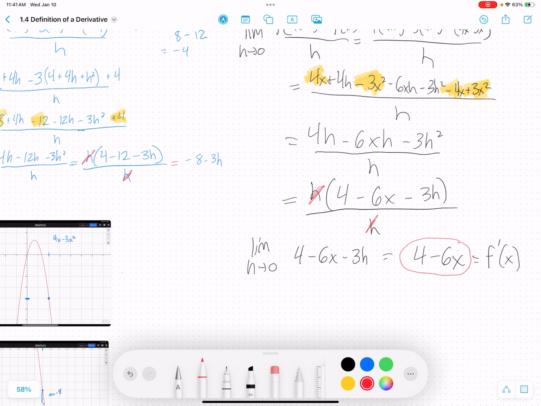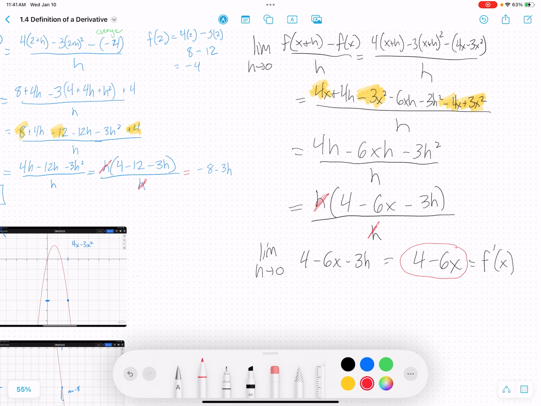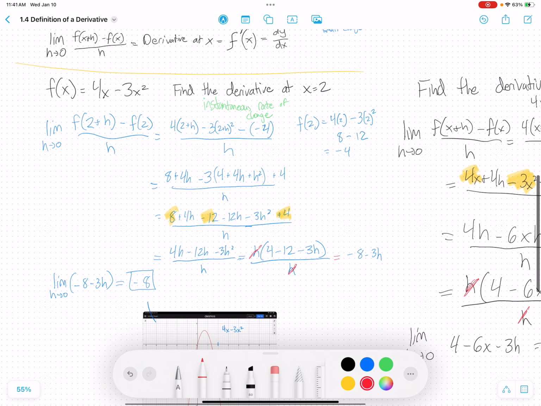So that's how we can find derivatives of functions without actually knowing what the x value is, or without having a specific x value. So there are quite a few problems on your homework where you're finding the derivative at a specific point.